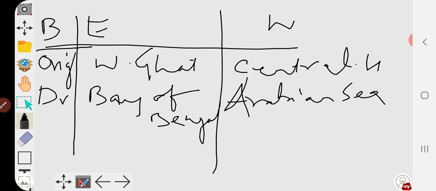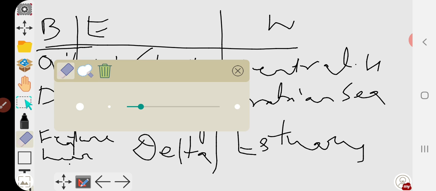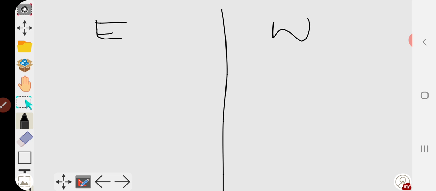Next, near their mouth, what feature they are forming. So the features that they are making near their mouth. East flowing makes delta, west flowing makes estuary. Now there are many more points. What are those points?